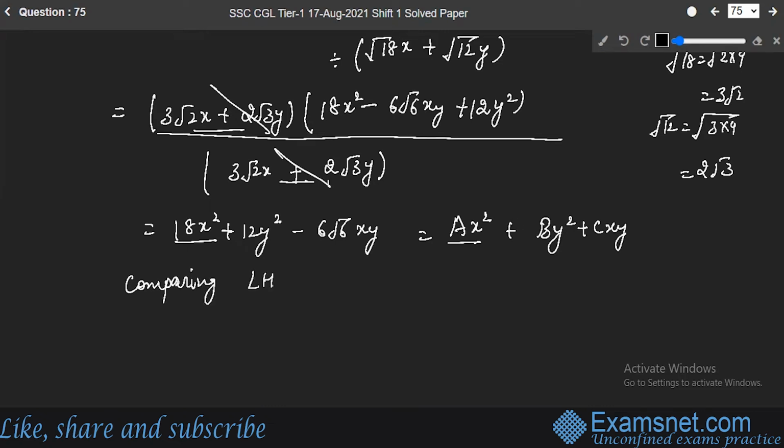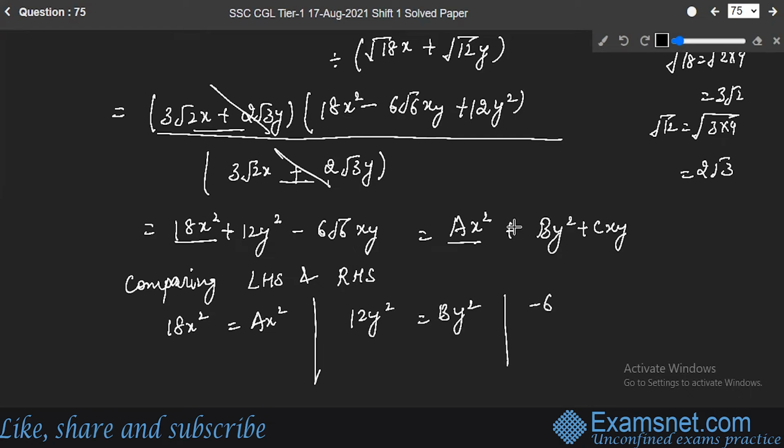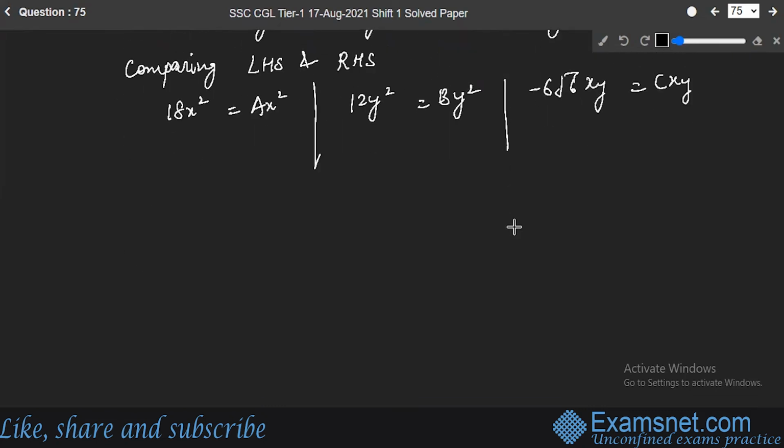Comparing LHS and RHS, this gives 18x square is equal to ax square, 12y square is equal to by square, and minus 6 root 6 xy is equal to cxy. This gives you a is equal to 18, b is equal to 12, and c is equal to minus 6 root 6. You got the value of a, b, and c.